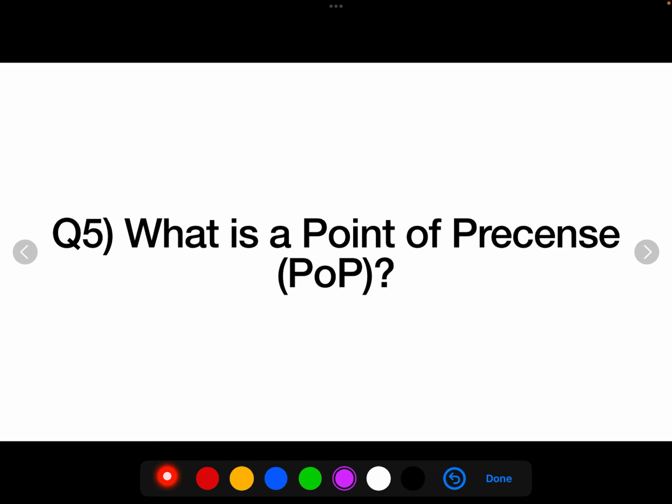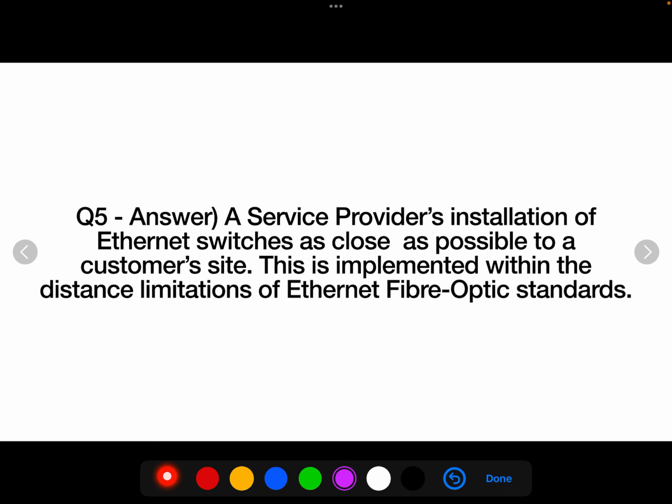Question number 5: what is a point of presence? 5, 4, 3, 2, 1, 0. That was a bit of a hard question. Sorry, I didn't mention that in the video. A point of presence is a service provider's installation of Ethernet switches as close as possible to a customer's site, done within the distance limitations of Ethernet fiber optic standards.